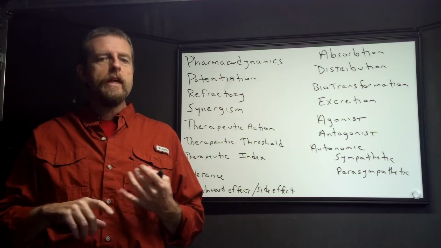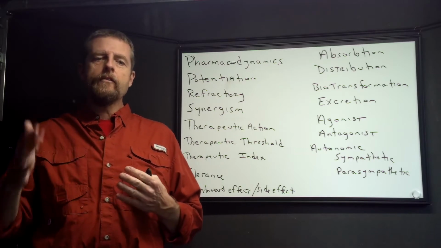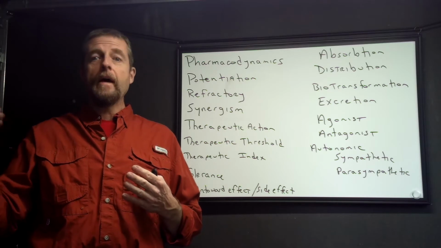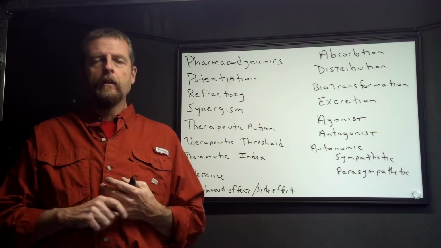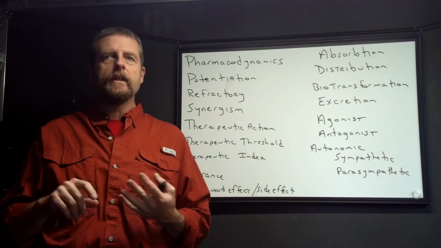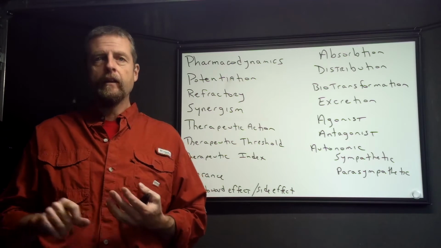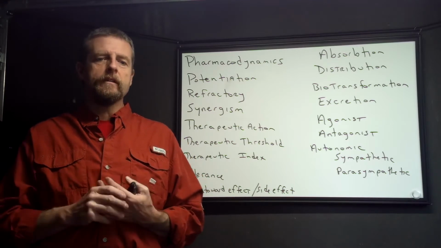Now, potentiation. This is how one drug can make another drug work better or work more, the enhancement of that second drug. So morphine, great pain med, right? But if you give something like Phenergan with it, which is an antiemetic, morphine will actually work a little better in some cases, okay?